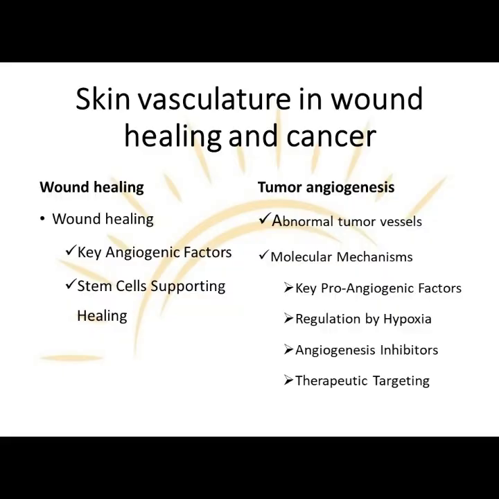Skin vasculature in wound healing and cancer. Wound healing. Four overlapping stages: coagulation, inflammation, proliferation, and remodeling. Angiogenesis is key during proliferation. VEGF, early from macrophages, later from neoepithelium. FGF2, PDGF, TGF-beta support vessel growth.